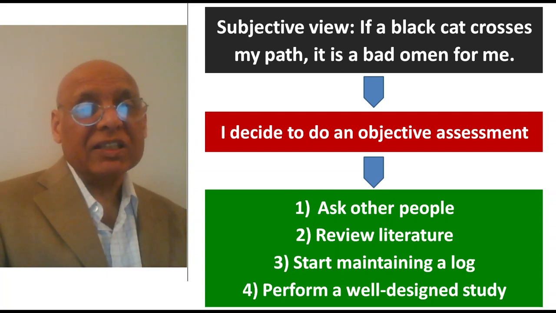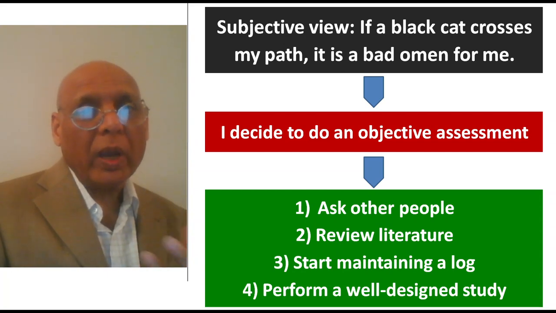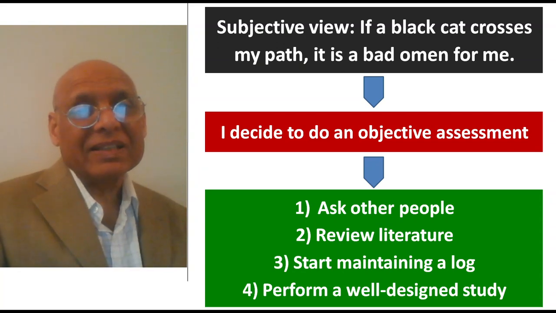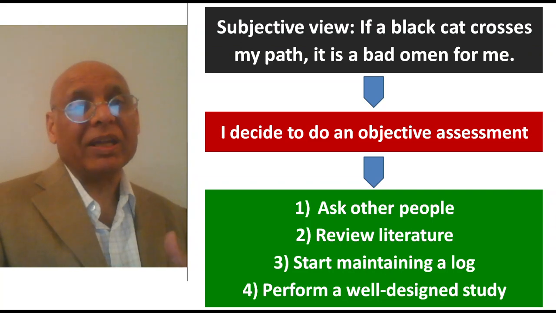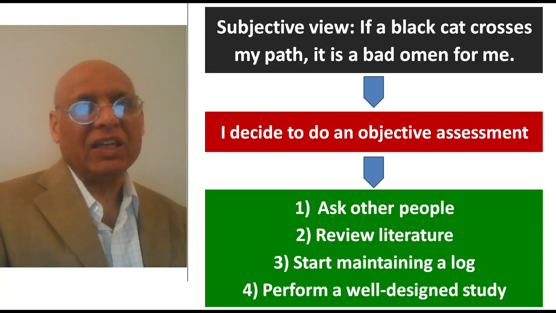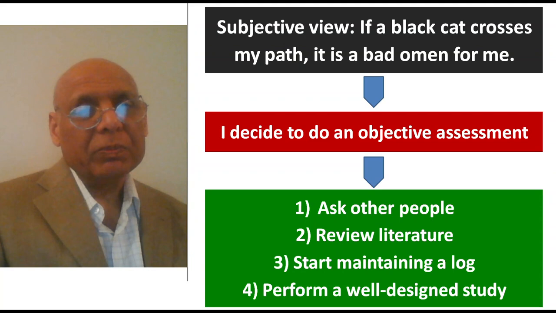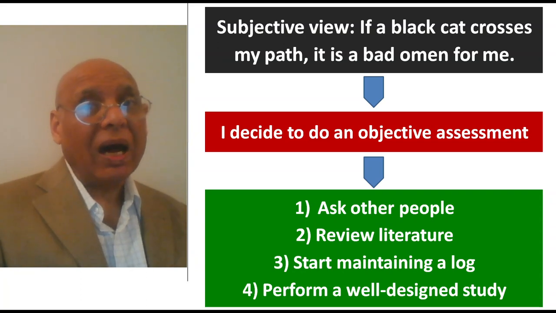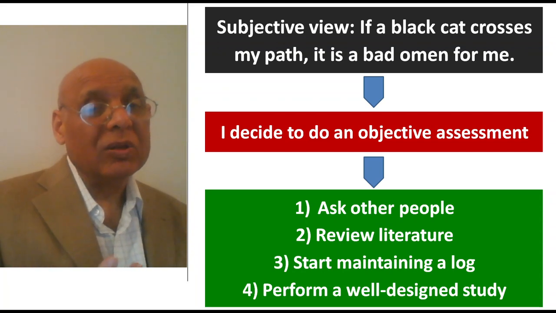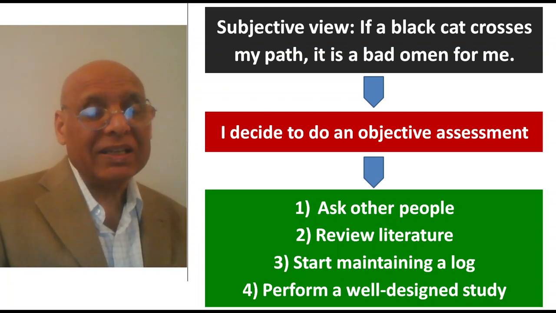So here I've listed 4 major ways or processes that I can use to assess whether my subjective view is correct or not. So I can remove my own subjectivity out of it. So first step will be that I ask other people about it. Next step will be that I review literature about how this thing developed and what people believe about it. I look at the literature to see if there have been any studies about it.